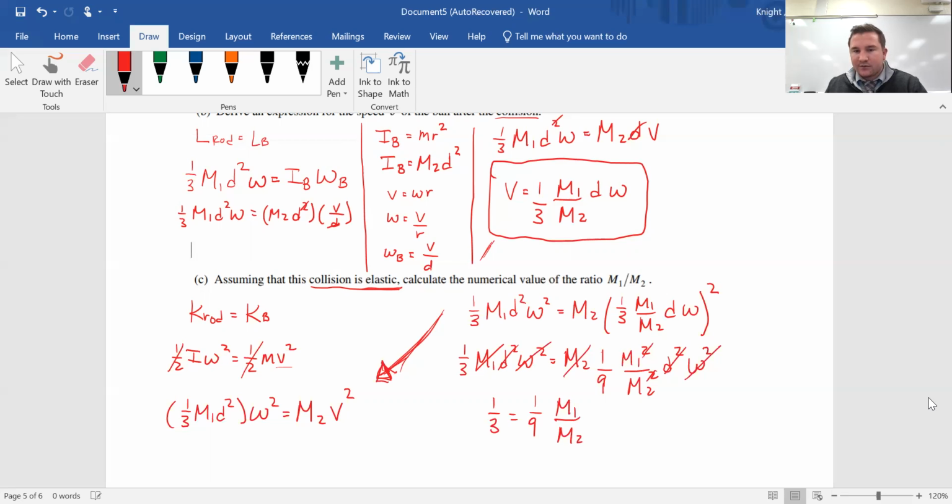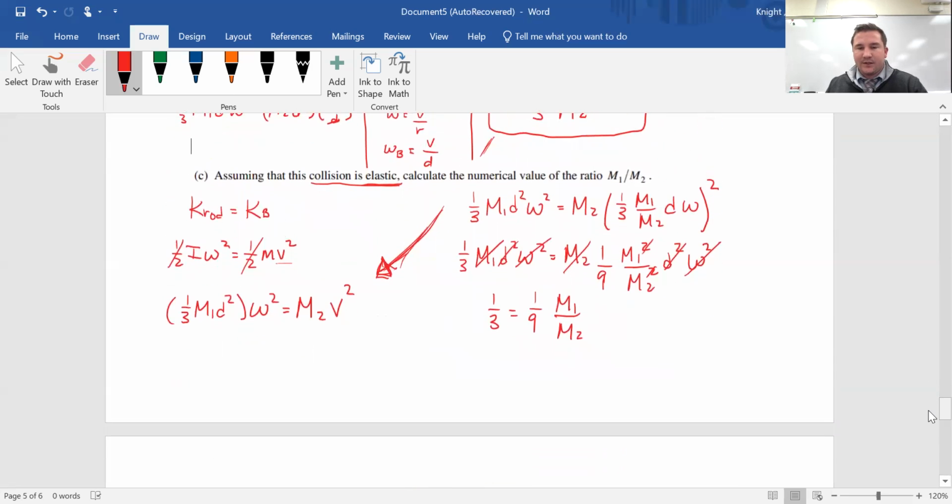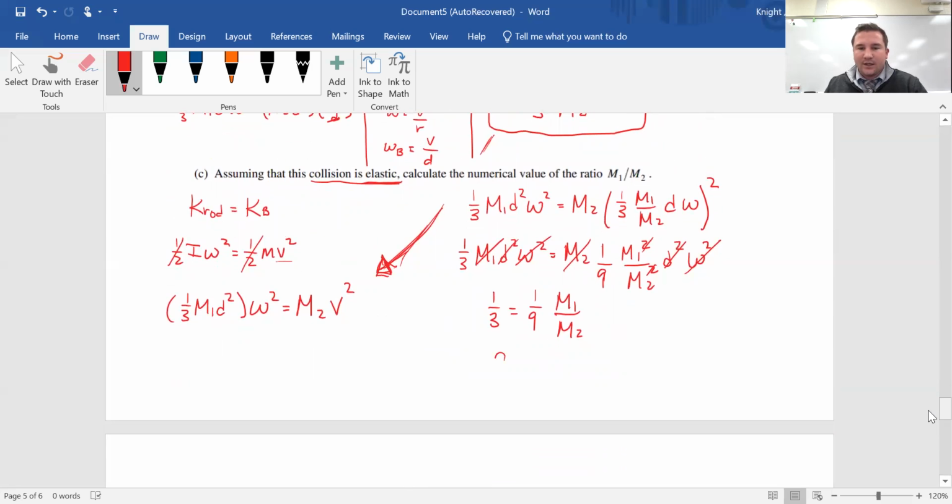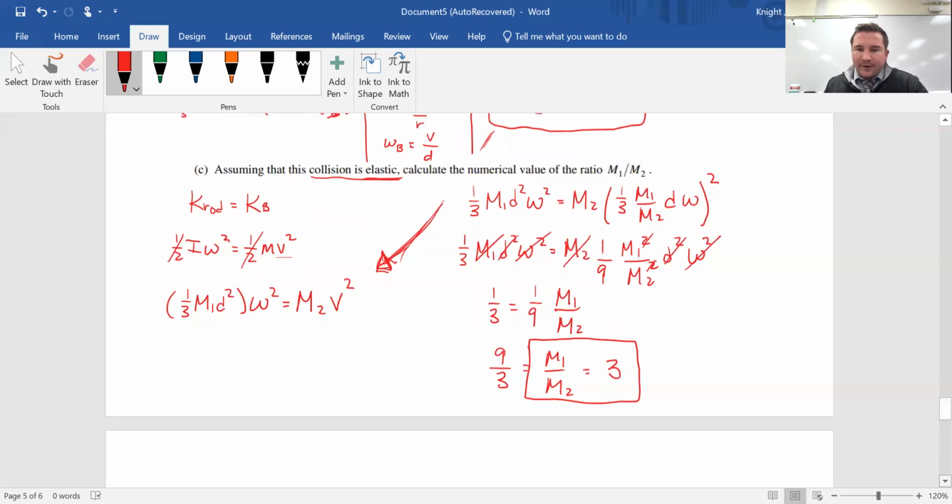Both of the squares canceled, right? This one canceled with that m2. This m1 canceled, or this square canceled with that m1. And we're left with this little ratio right here, which if we multiply 9 up to the other side, we get 9/3 equals m1 over m2, which is equal to 3. So the ratio of M1 to M2 is 3. It's a ratio, so it doesn't have units. There we go.